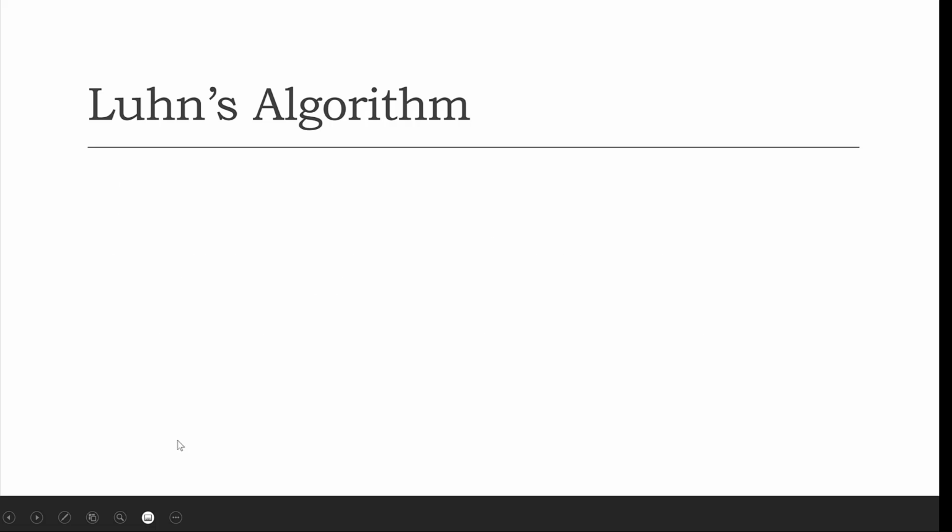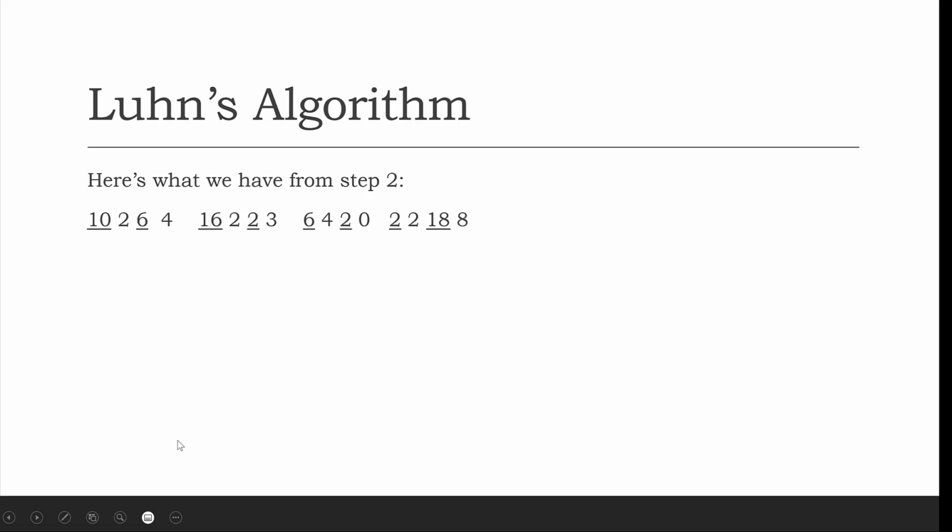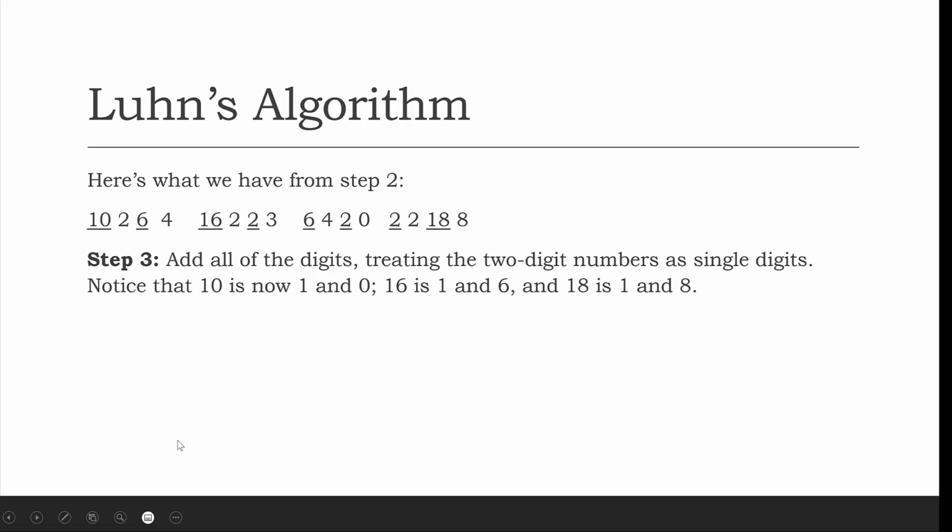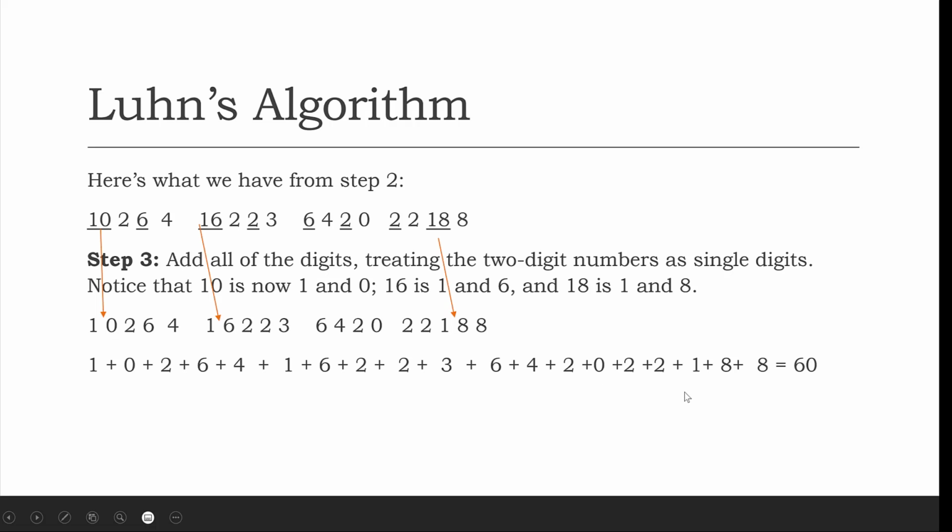So we're going to go ahead and move on to the next step. Here's what we had from step 2. Now we want to add all the digits, but we're going to separate those double-digit products into 2 numbers. So if you notice here, the 10 gets separated into a 1 and a 0, the 16 gets separated into a 1 and a 6, and the 18 gets separated into a 1 and an 8. Now I want to add up all those individual digits. And in this case, I get a sum of 60.